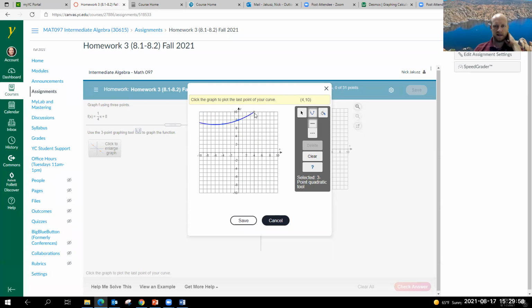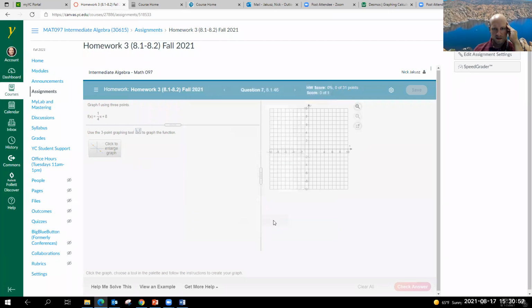So let me clear this out. I actually want a line. So I have -4, 7. Sorry, let me do this. It's not letting me graph a point here. Click the graph, choose a tool in the palette. Okay. I'm not seeing the tool, let me get out of that.